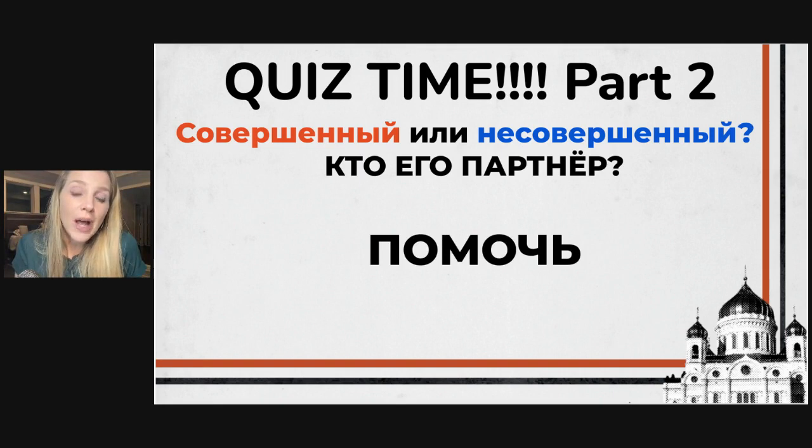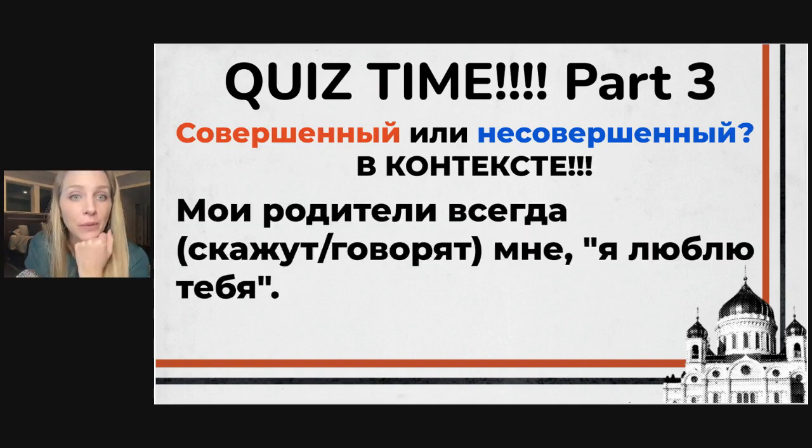So this means to help. Я помогу, ты поможешь, он поможет, и так далее. So, what do you think? Perfective or imperfective? This one is perfective. And its partner is помогать. So that strategy of it being the longer version works here. That's pretty cool.